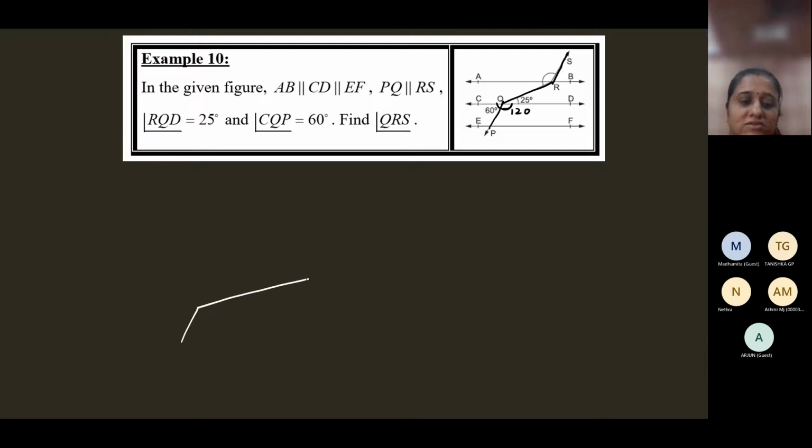Parallel line, transversal, parallel line. So these are alternate interior angles and they're equal. You have to find this angle. Now we found this is 145. 120 plus 25, 145. So this is also 145 degrees. So your answer is right, Madhumita.